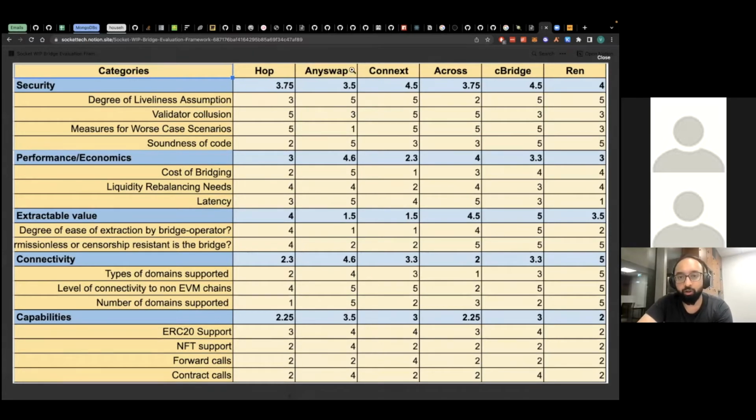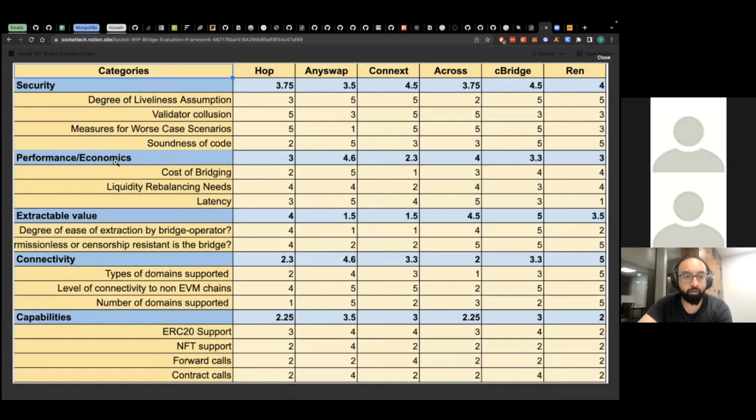We try to evaluate how any swap connects across Seabridge and Ren, and we try to score these things, right? And of course, this was not as simple as we thought it could be. It was pretty difficult to see differences or think about things like validator collusion, for example. And this is why, especially for the security section, it's a pretty subjective matter, and doing a scoring for it turned out to be extremely hard in an objective fashion.